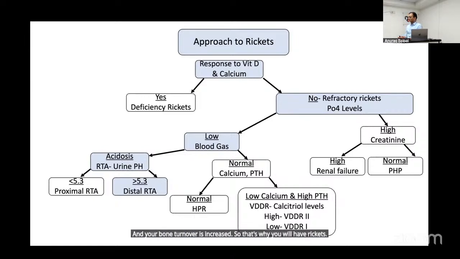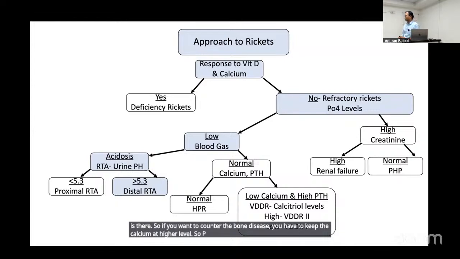That is why in hypoparathyroidism, you want to maintain your calcium level between 8 to 8.5 so that you don't cause hypercalciuria. While in pseudohypoparathyroidism, you have to maintain around 9.5 to 10 because the risk of hypercalciuria is not there, but your risk of bone disease is there. So if you want to counter the bone disease, you have to keep the calcium at a higher level. So PHP, that's why it is going to cause that from that regard.